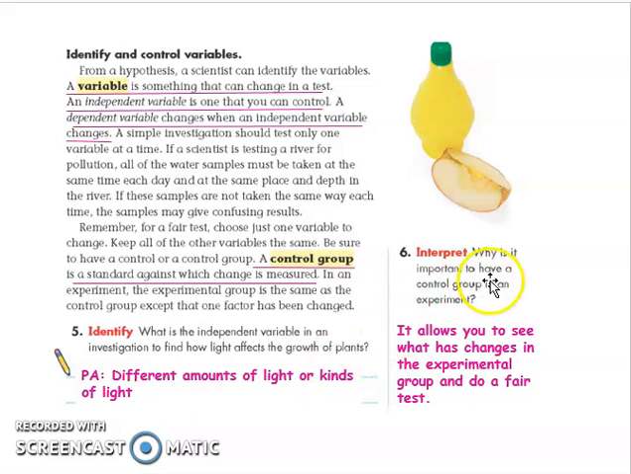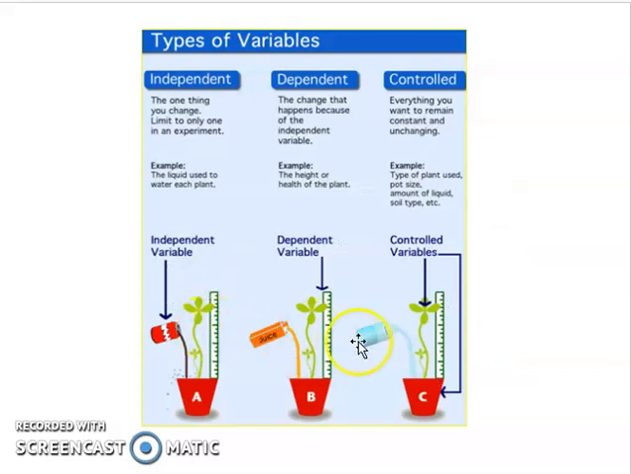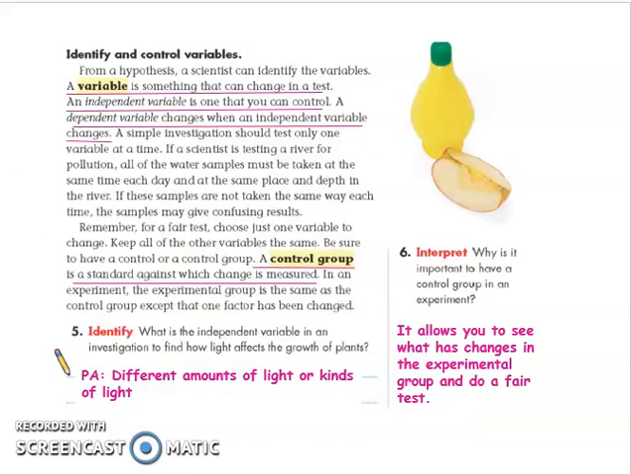Okay, let's proceed to number 6. Interpret why it is important to have a control in your experiment. Why do you need to control the types of plant here? Why do you not need to change the types of plant here? The answer is it allows you to see what has changed in the experimental group of test.